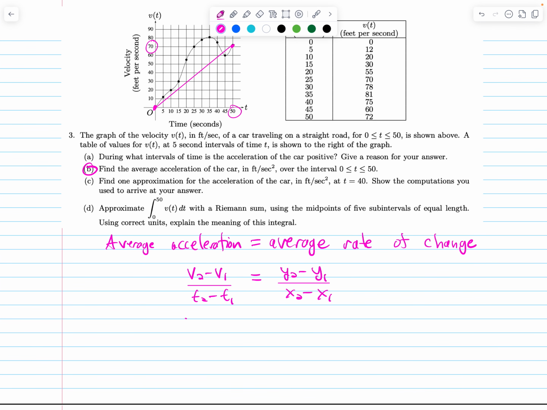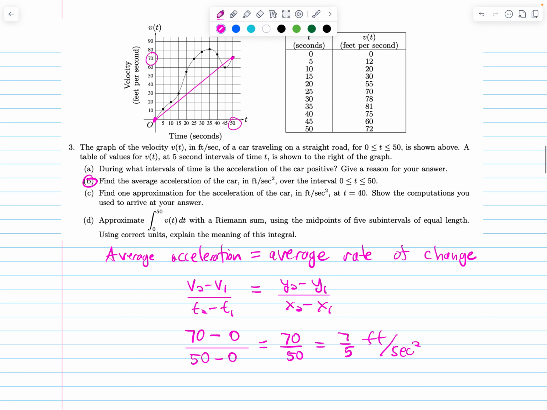So it looks like they're only asking me to do 70 minus 0, final velocity minus initial velocity, over 50 minus 0, final time minus initial time, which is 70 over 50, or 7/5 feet per second squared. It did not say to use the units, but it mentioned the units in the problem. I don't remember from the scoring guide whether that's going to be a point off or not, but get in the habit of writing it. Okay?